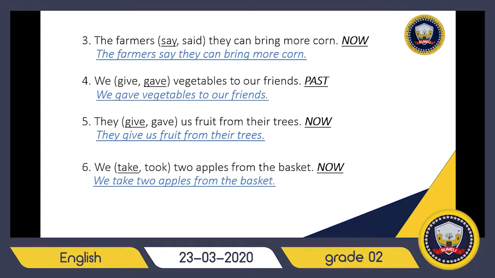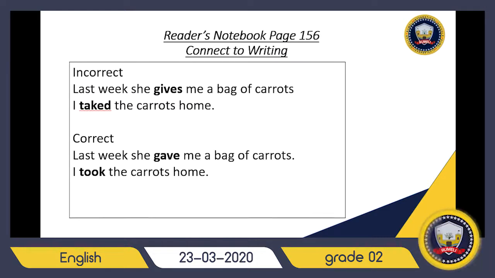Let us do the last page for today. Page number 156. Connect to writing. It is also about the same topic, irregular verbs. The incorrect sentence, last week she gives me a bag of carrots. So you know it is wrong. I taked the carrots home. This is wrong. So the correct is, last week she gave me a bag of carrots. I took the carrots home.